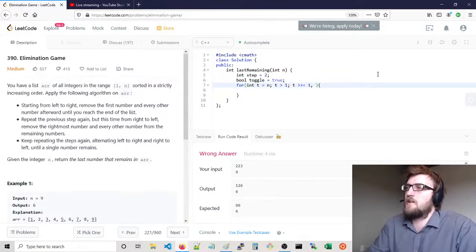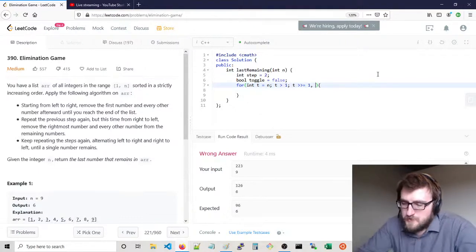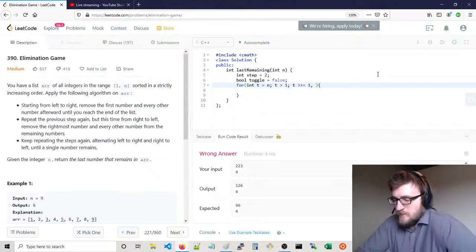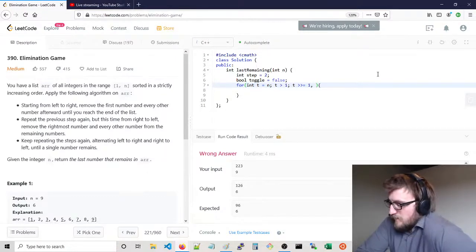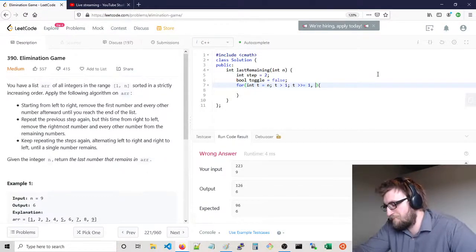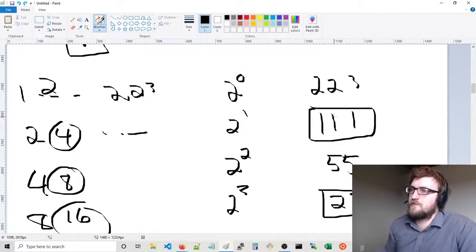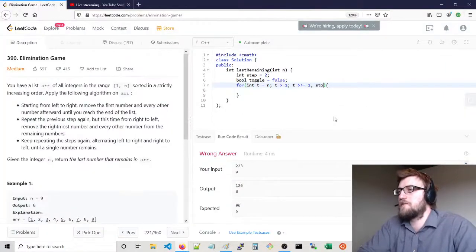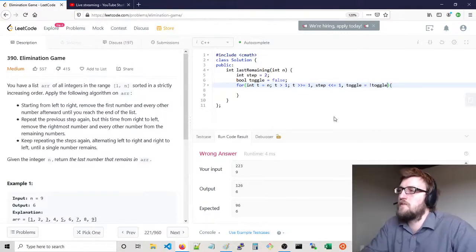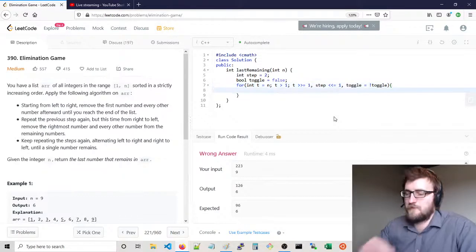This is going to handle the swapping back and forth between choosing and not choosing. So t, bit shift to the right 1 after each check. And we also toggle, I think, also. And we increase the step. Step, we bit shift to the right once, and toggle, we set to not toggle. Right, that's sort of what we do at each step for the next iteration.